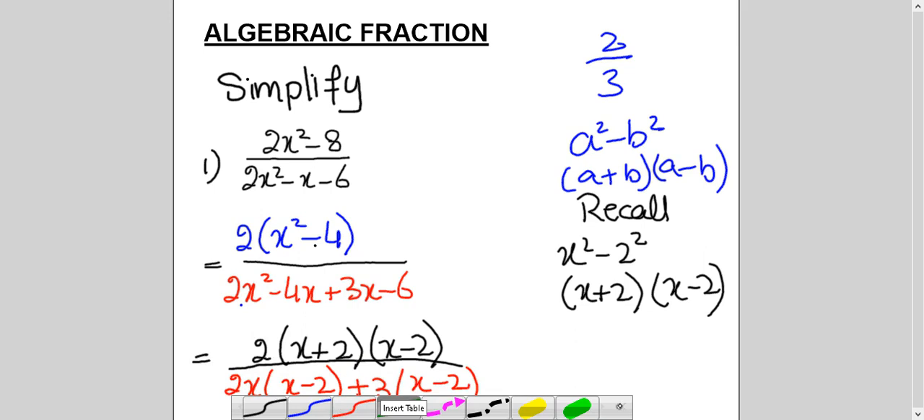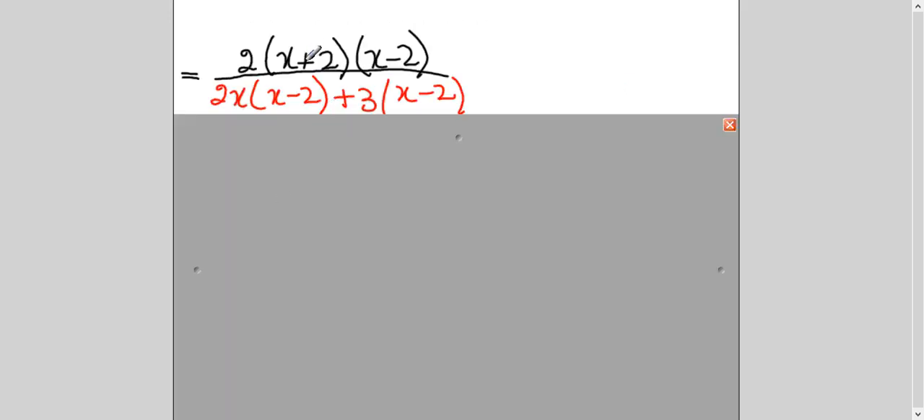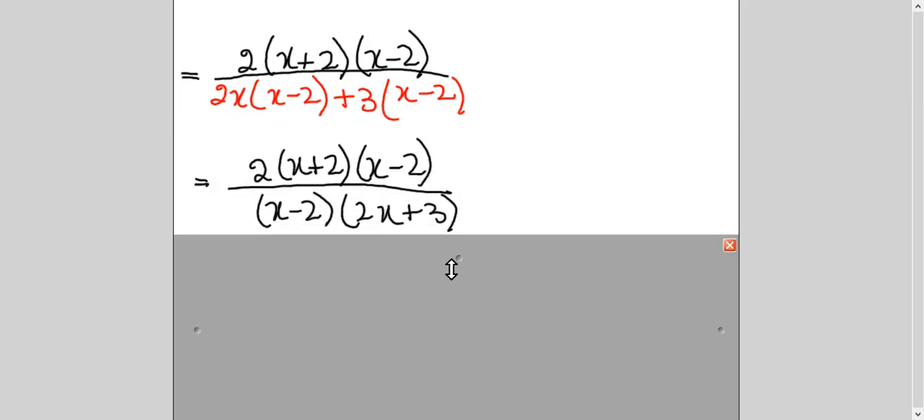I'm repeating, we have done all this in detail in video 2, so please watch it. I'm taking common from here, and I'm taking common from here. So now I'm left with x minus 2, which is common. In the next step, this you cannot factorize further. This will remain here as it is, but here you have to. It will become x minus 2 and 2x plus 3, right?